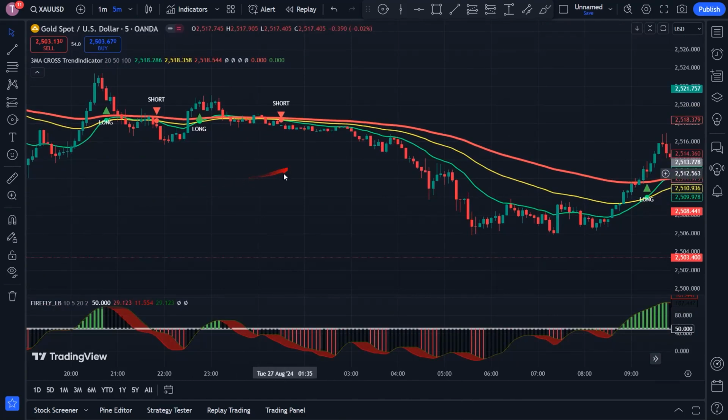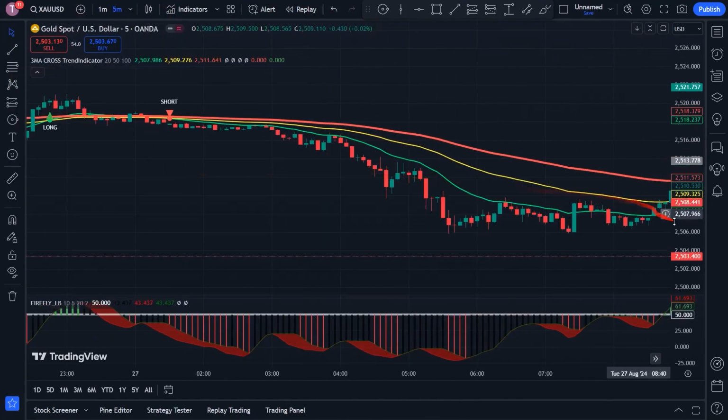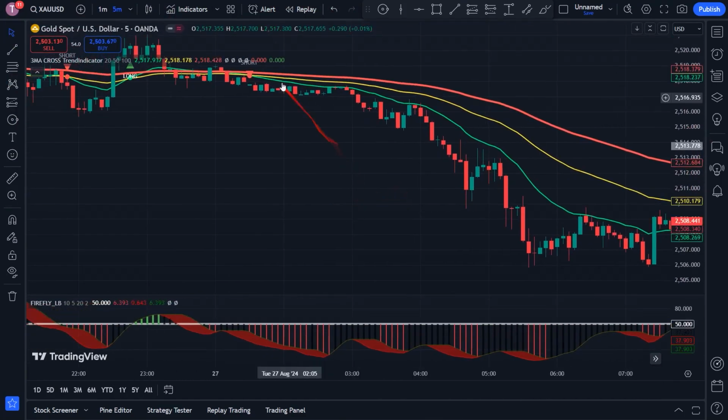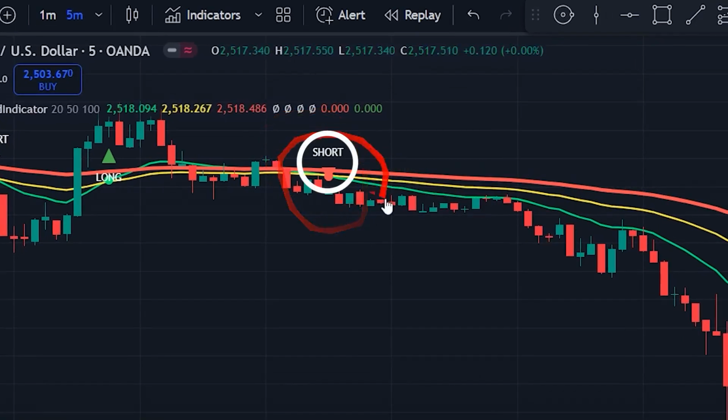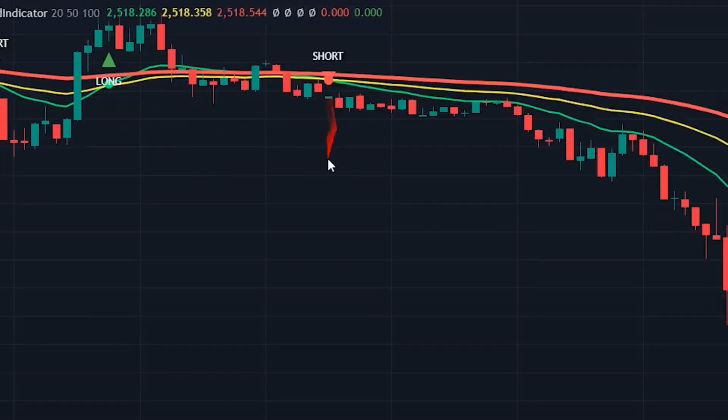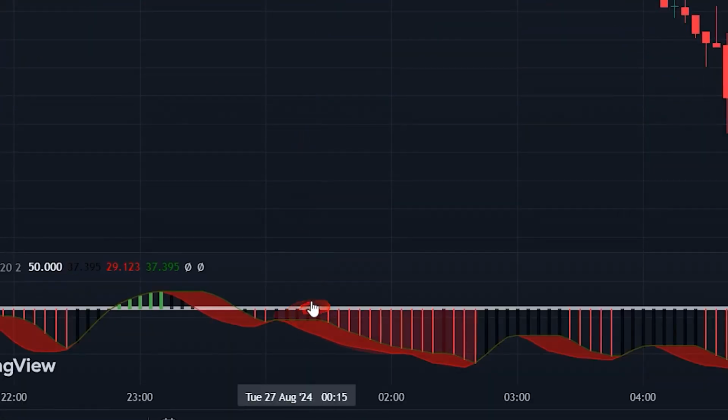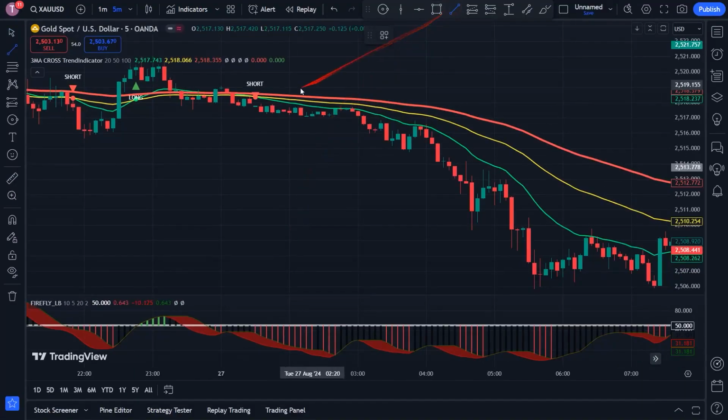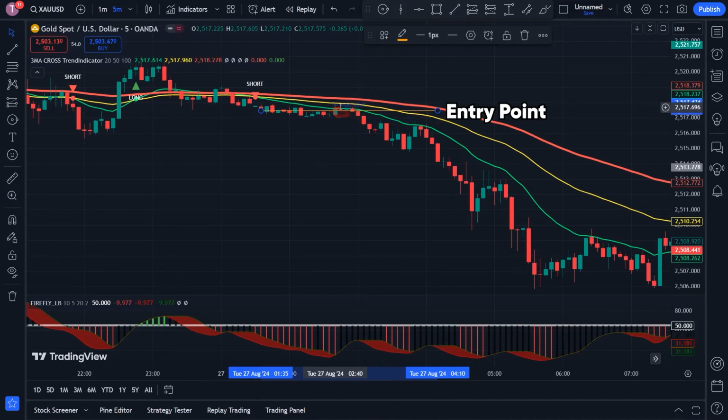Now it's time to discuss sell orders and how to open them. First, we need to look for a sell signal generated by the 3MA indicator. After that, we must ensure that at this point, the candles are below all three moving average lines. Next, we check our second indicator to make sure that at this point, the columns of this indicator are red and below the 50 line. If both of these conditions are met, we understand that we have found an appropriate entry point for the trade.